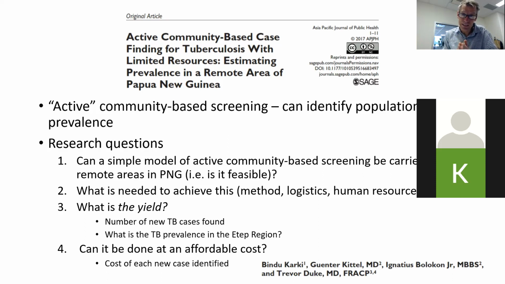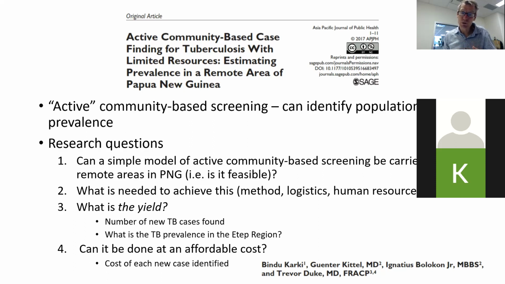They wondered why that was. There's two possibilities. One is that for some reason abdominal TB seems more common in Etep, but a more likely possibility was that people who had other forms of TB weren't presenting.